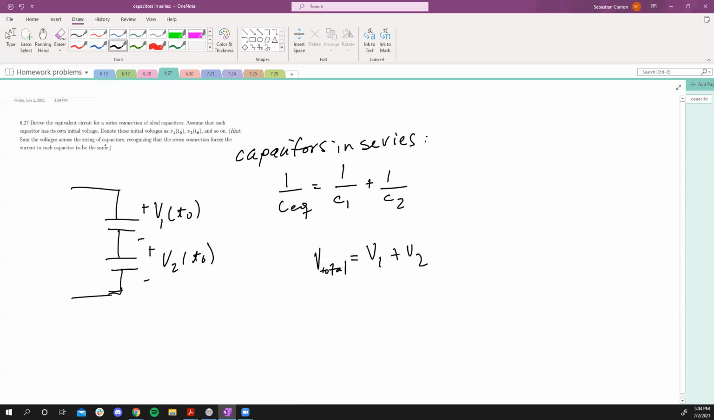It says derive the equivalent circuit for a series of ideal capacitors, assuming each capacitor has its own voltage. Right. So we know that, say we have a current here, we're going to call it I. You know that the equation for capacitor I is equal to the capacitance times the derivative of the voltage across the equivalent capacitor. So here we have two voltages, right?